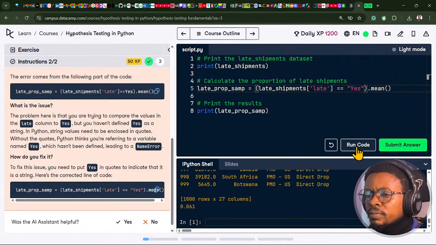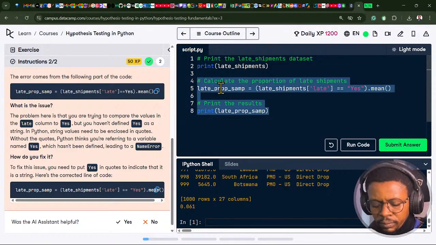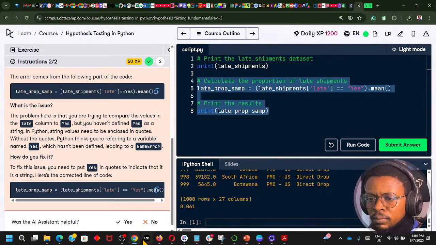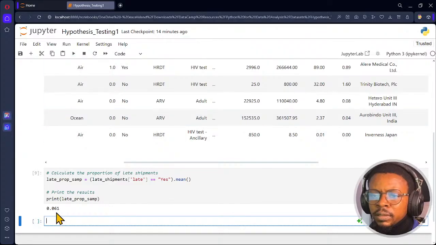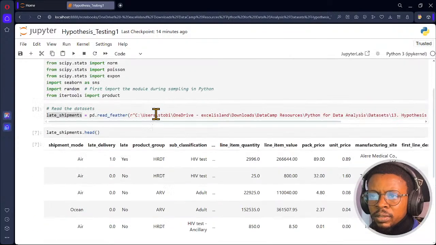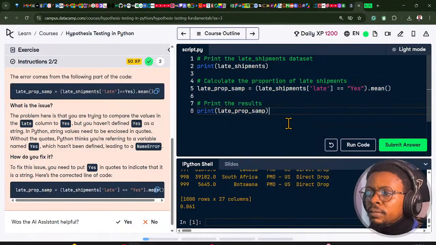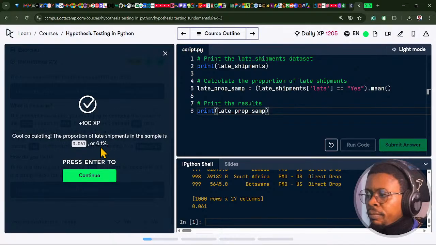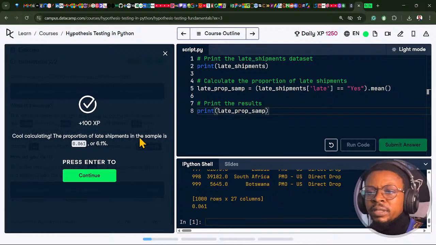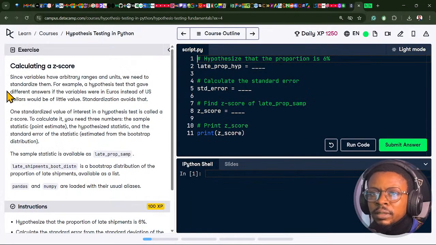Don't always forget that. Let's see the proportion of late shipments. Let's see, 6.1%. Which is 6.1% exactly. We calculated that the proportion of late shipments in the sample is 6.1%. Okay, I can see that.